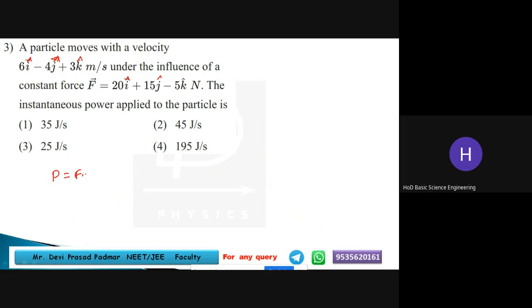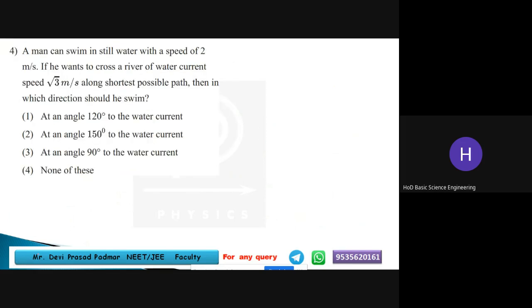P equal to F dot v. Direct calculation, dot product. So you will get 45 joule per second. Simple calculation. Next one.